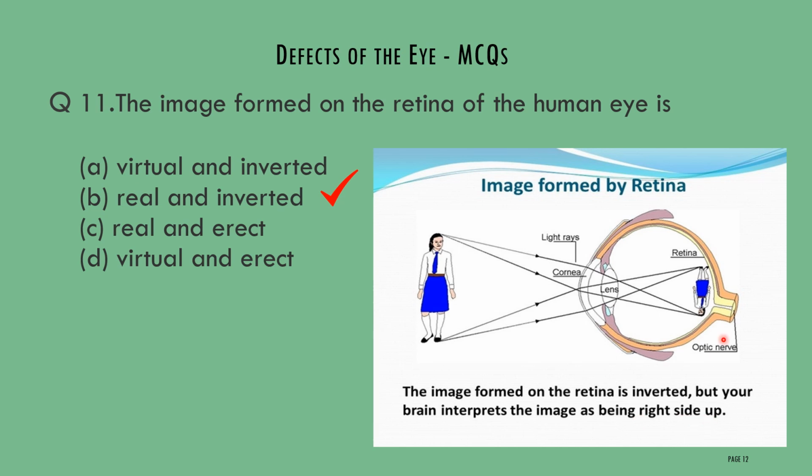How does the brain recognize this? Here you can see nerve cells are there. Whenever the image forms on the retina, this image in the form of signals reaches the brain, then your brain interprets the image as being right side up, the exact picture of the girl. Even though it is inverted, your brain actually interprets the correct image of the girl.